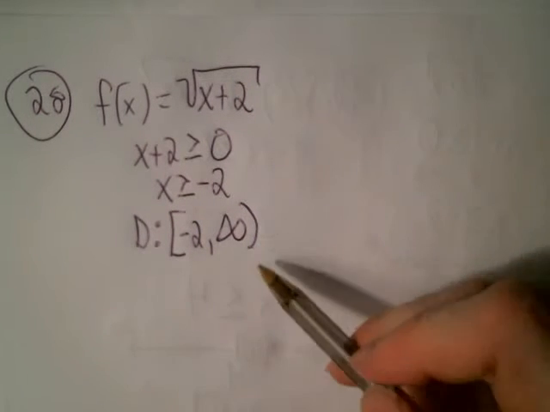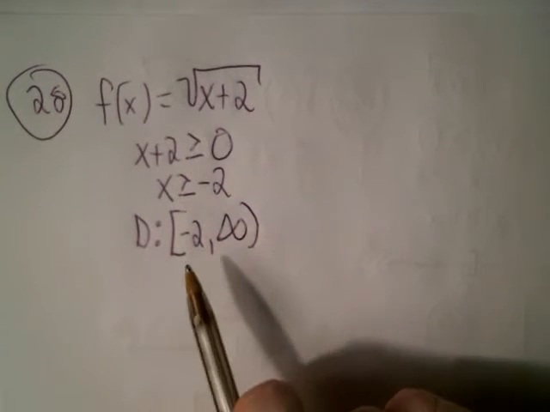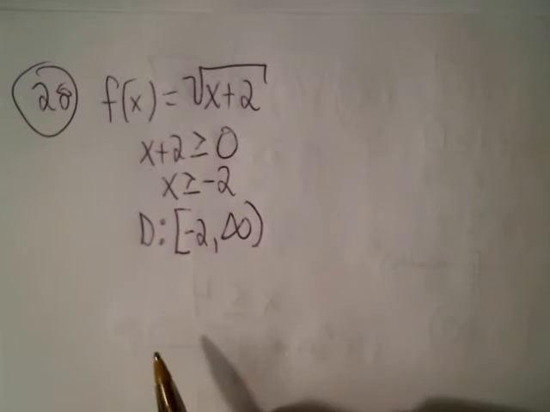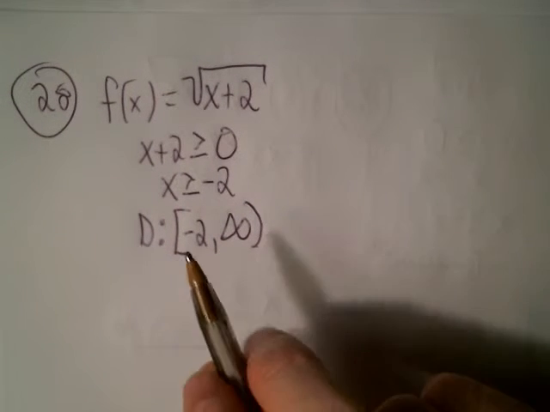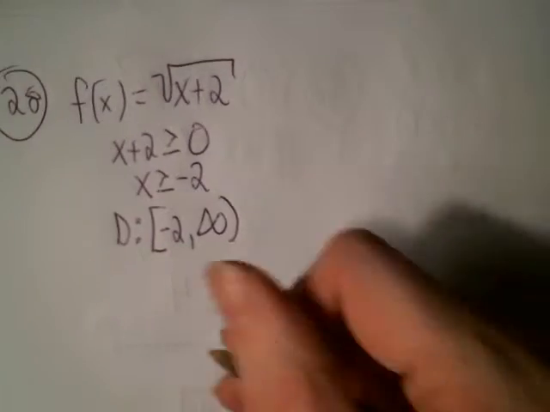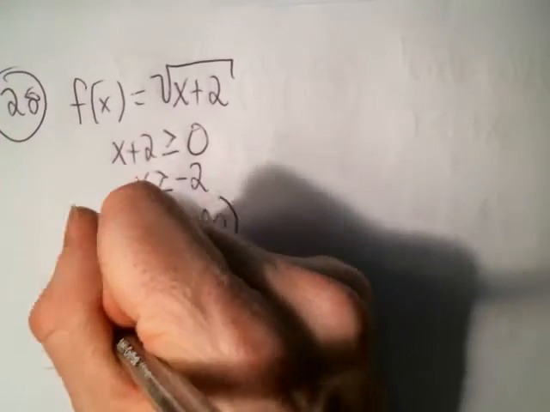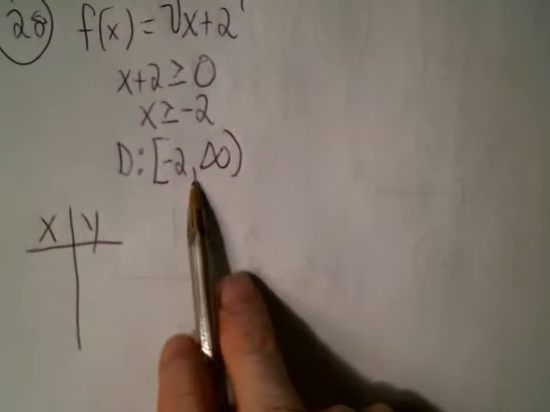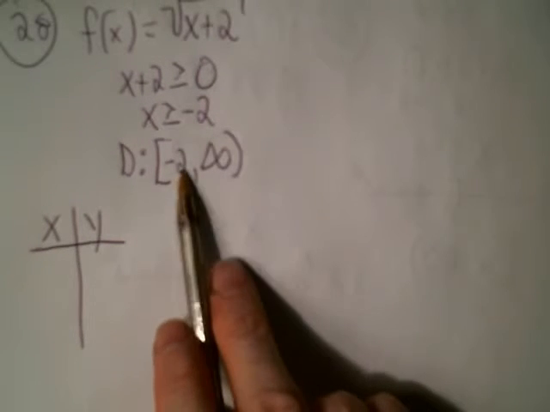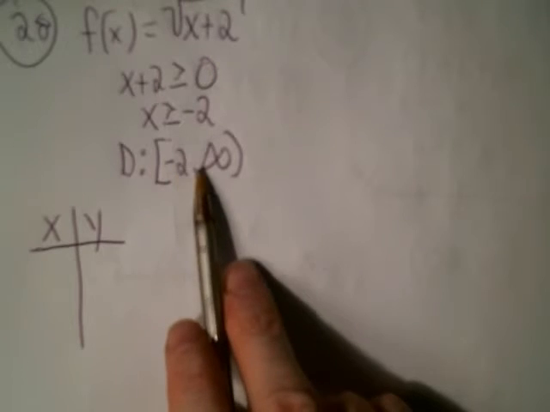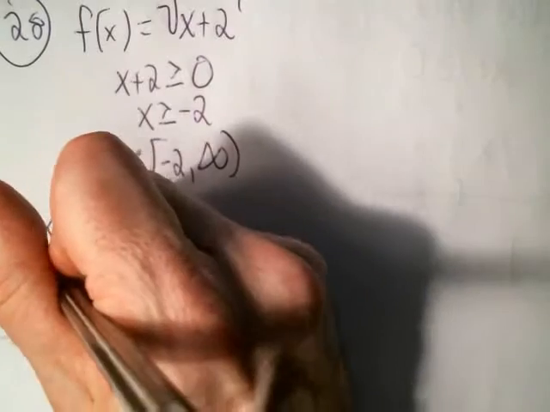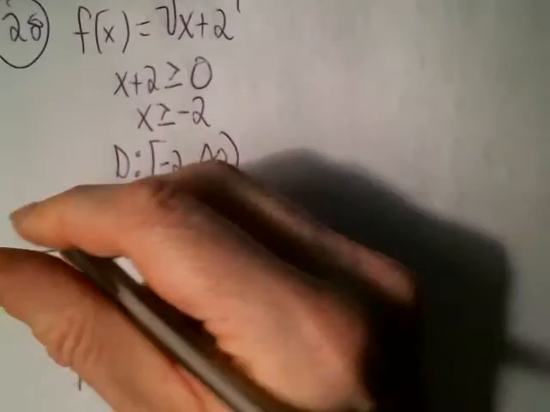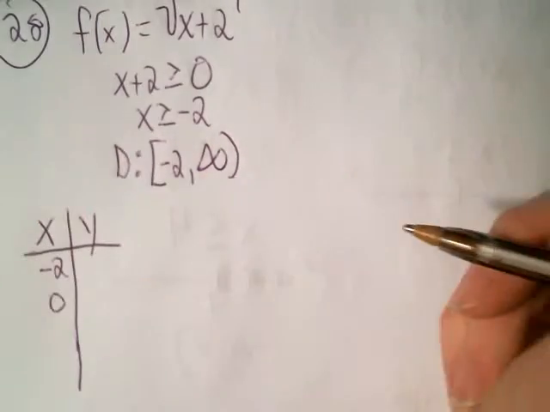You can do a number line, if that helps you draw or write out the interval. By all means, please do. It'll save you points. Okay, and then I'm going to do a t-table. I'm going to borrow some points from this interval. So anything greater than or equal to negative 2 you can use. So let's try negative 2, and then maybe 0.